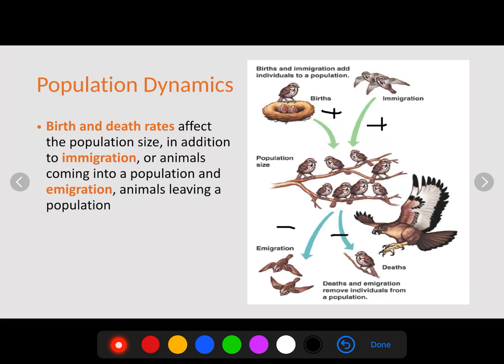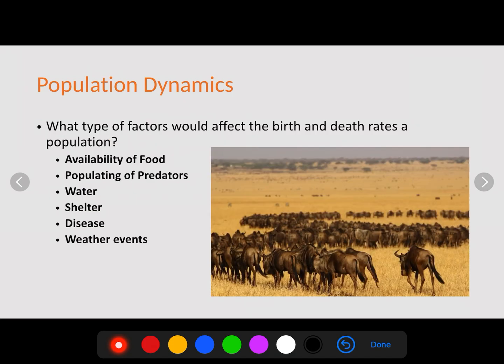So populations are going to be affected by these couple things: birth and death rates, immigration, and emigration. Now remember, immigration is when they are coming in, emigration is when they are leaving. Now, what type of factors would affect the birth and death rates of a population? So, in other words, why in some years does it seem like there's more deer than other years, or why are there more bugs in some years?